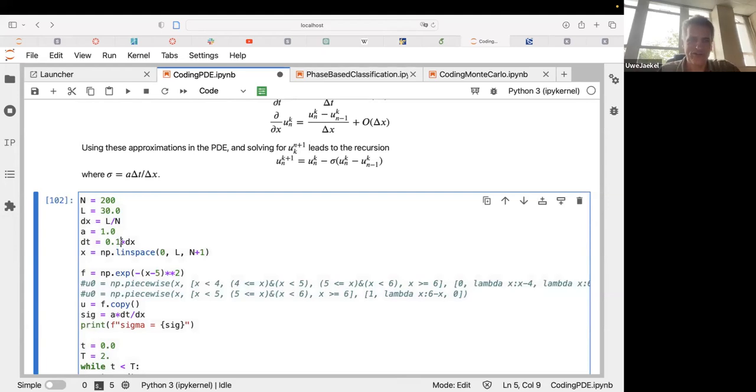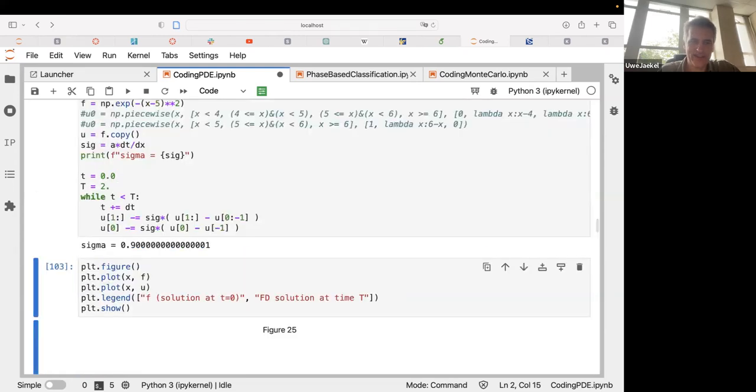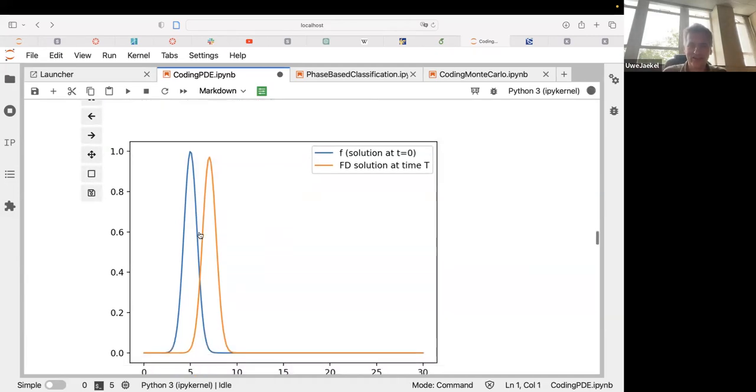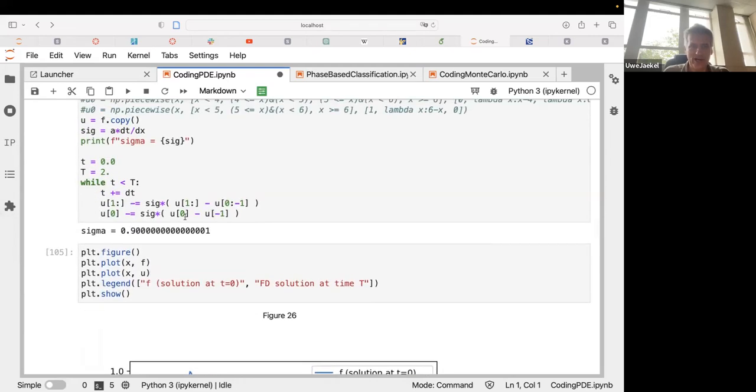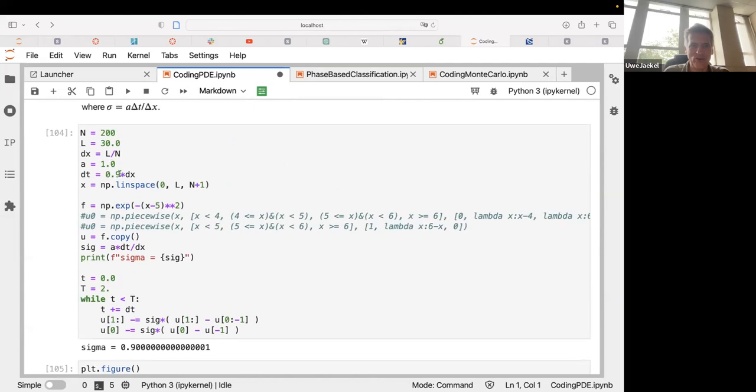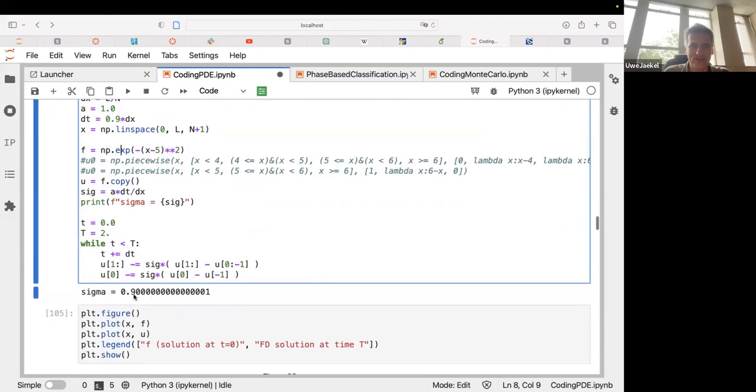Maybe we go the other way around. Let's take a moderate value, 0.9. And you see that then the effect is much less pronounced. It's getting a bit lower and a bit wider, but not as much. And so it's getting worse when sigma is becoming smaller.